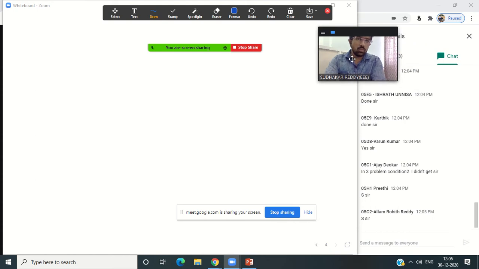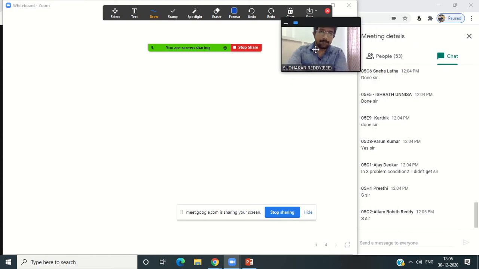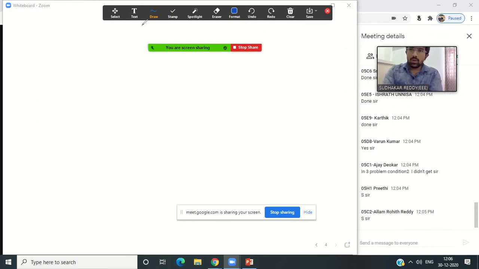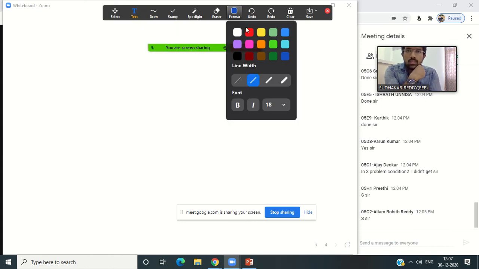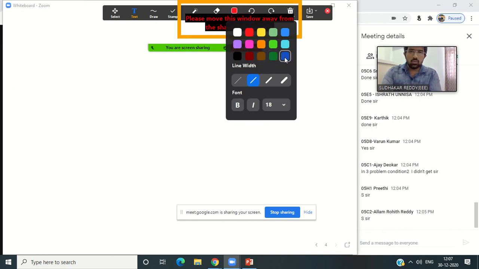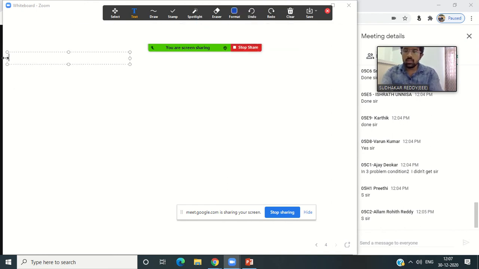Yes, my whiteboard is visible, right? Good. So to understand the theorems, first we should know two terminologies. The first one is short circuit.